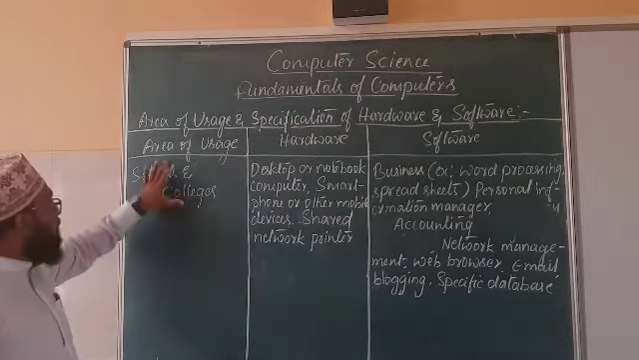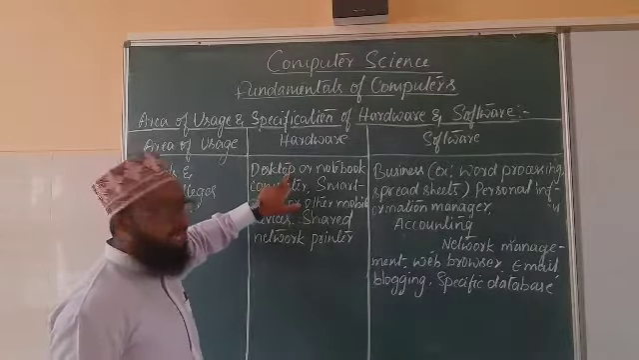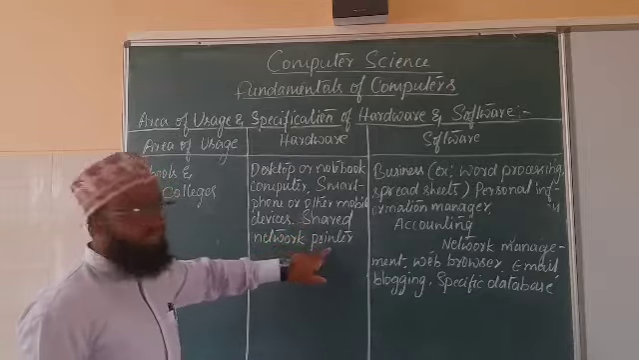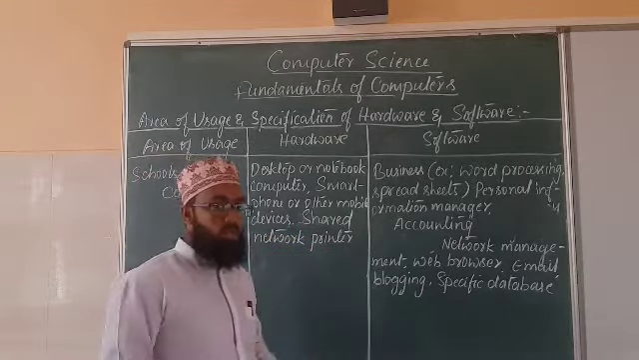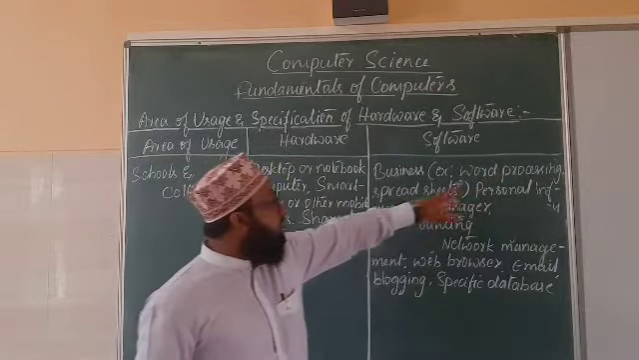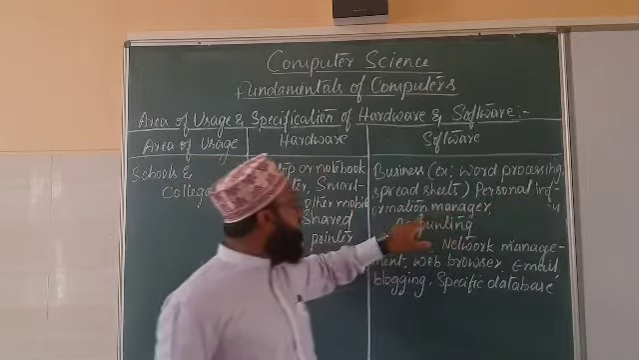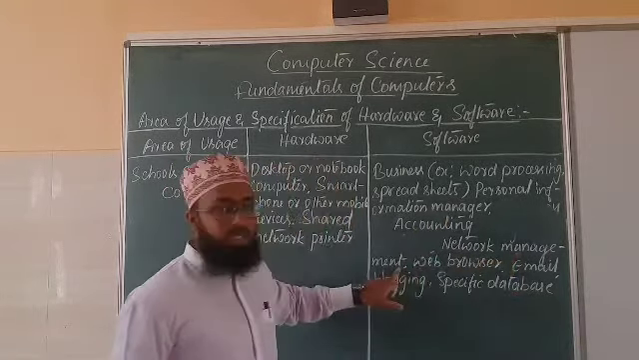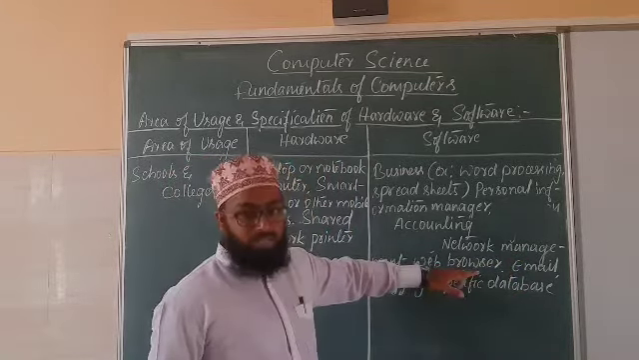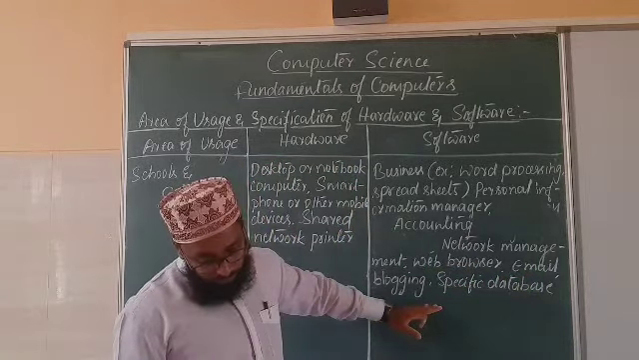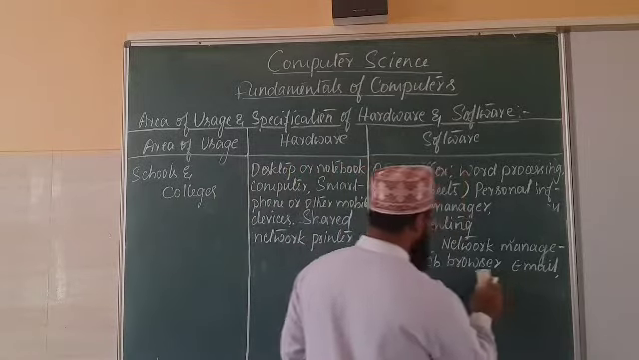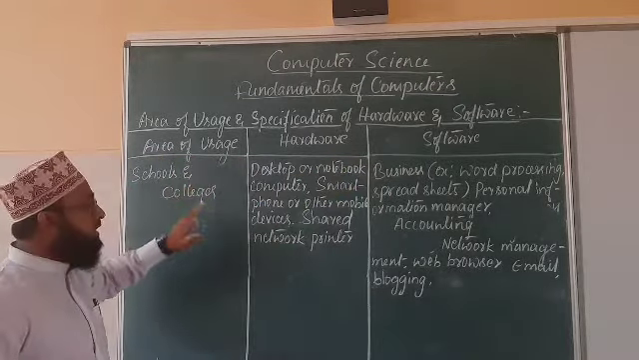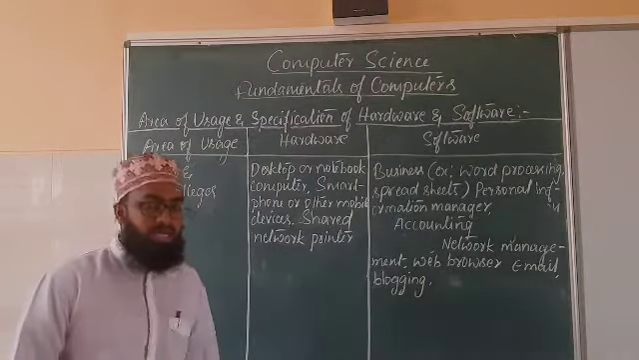Now we shall discuss schools and colleges. Here desktop computers are needed as hardware. Then notebook computers. After that, smartphones or other mobile devices. Then a shared network printer, which I have told, one printer can give printouts from more computers. Then for business, word processing and spreadsheets, Microsoft Word and Microsoft Excel. Then a personal information manager is needed. After that, an accounting system is needed for schools and colleges. Then network management software. After that, a web browser, it is compulsory. Then email is compulsory. Then blogging is compulsory. But here a specific database is not needed. So all these things are needed as hardware and software for schools and colleges for their work and for maintaining their data.